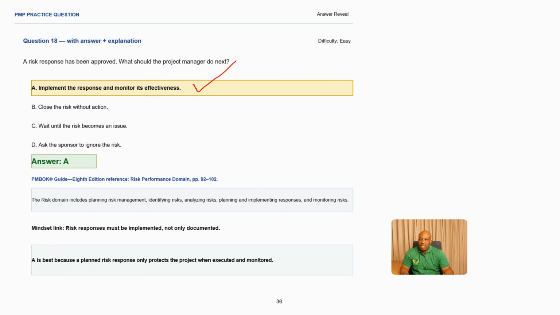So what is our reference in the PM book? It is the risk performance domain, which is on page 92. What does it say? The risk domain includes planning risk management, identifying risk, analyzing risk, and planning and implementing responses too. So what is our mindset in this? Risk responses must be implemented, not only documented. So you must implement. That is why you see in answer number A, we are implementing the risk. Because what are you supposed to do next if the response has been agreed? All right. Making A the best answer because a planned risk response only protects the project when executed and also monitored.